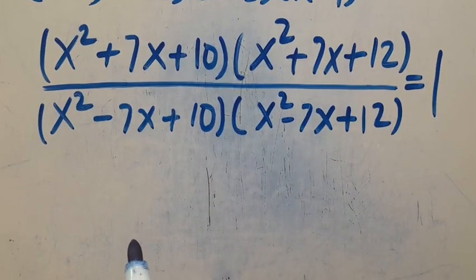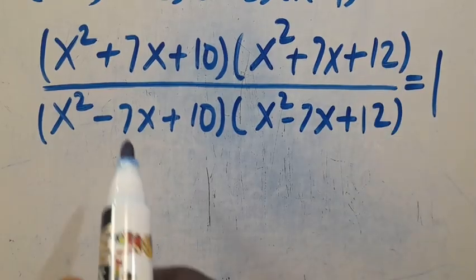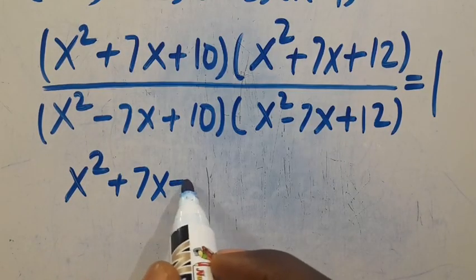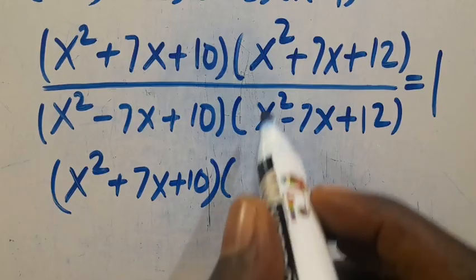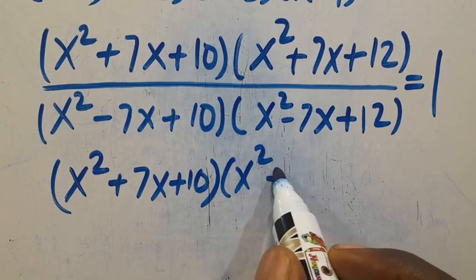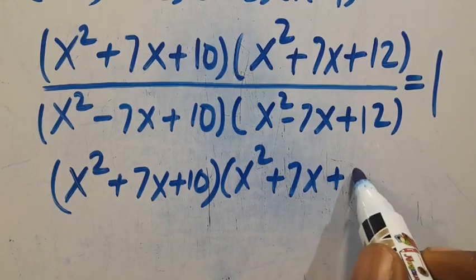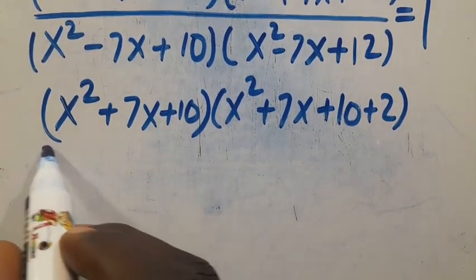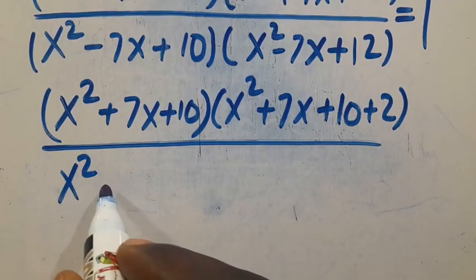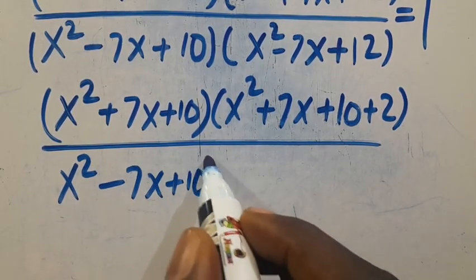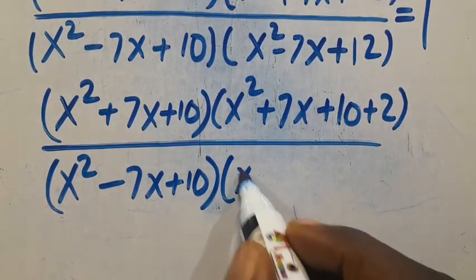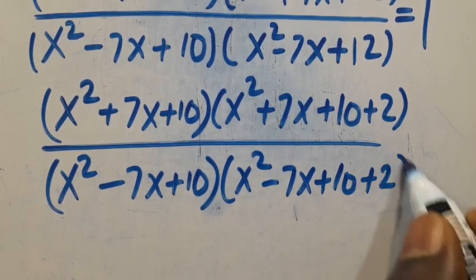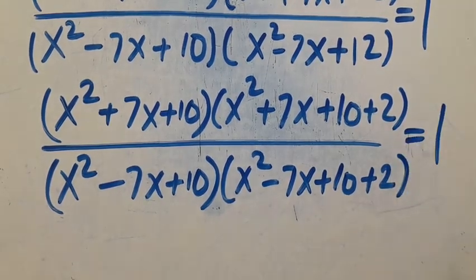So from here, let's express this. But first, let's have this as x squared plus 7x plus 10. Then multiply by, here will be x squared plus 7x plus 10 plus 2, since 10 plus 2 will give us 12. Divided by x squared minus 7x plus 10, and let's have this as x squared minus 7x plus 10 plus 2. Then let's set everything equal to 1.